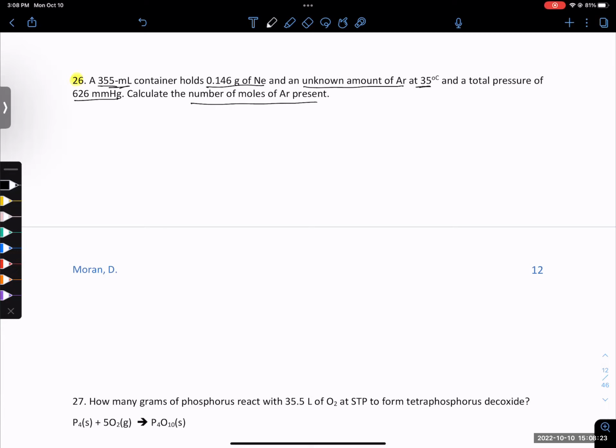Who came up with the law of partial pressure? Sort of, kind of, not really. Well, this may be on the test, so who came up with the law of partial pressure? Dalton, it's Dalton. It's Dalton's law of partial pressure. Close enough. You were close.